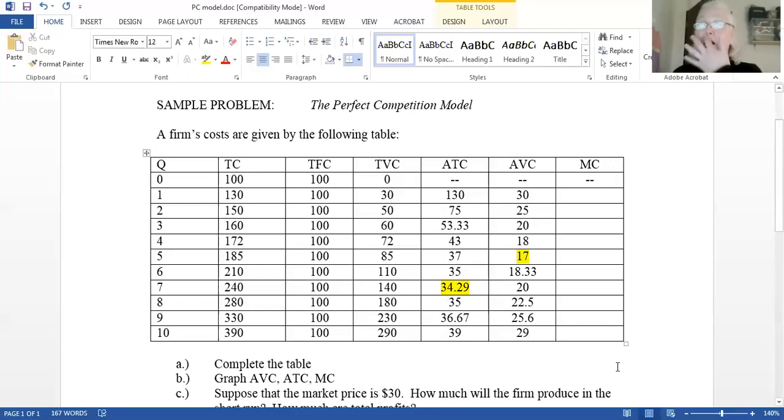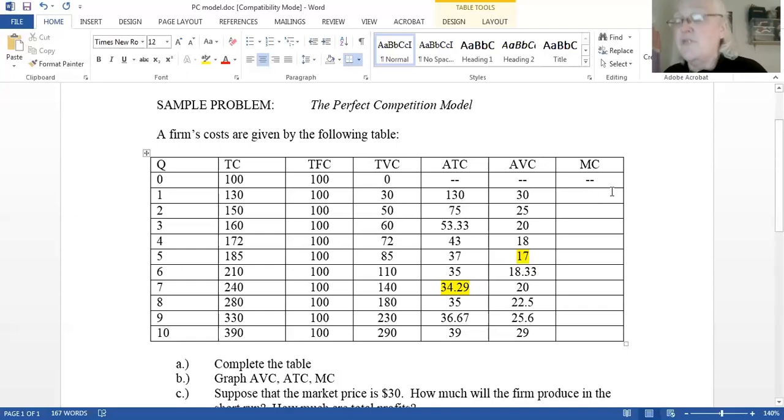And so now what I want to show you is that the numbers reflect the curves. They fall and then rise, fall and then rise. All right, let's look at the MC, change in total cost divided by change in quantity. Notice that my change in quantity is going to be 1 each time. So I can just look at my change in total cost, and we're going to be dividing by 1 because we're going from 1 to 2, 2 to 3, 3 to 4. The increments are 1. Okay, so let's just look at those change in total cost.